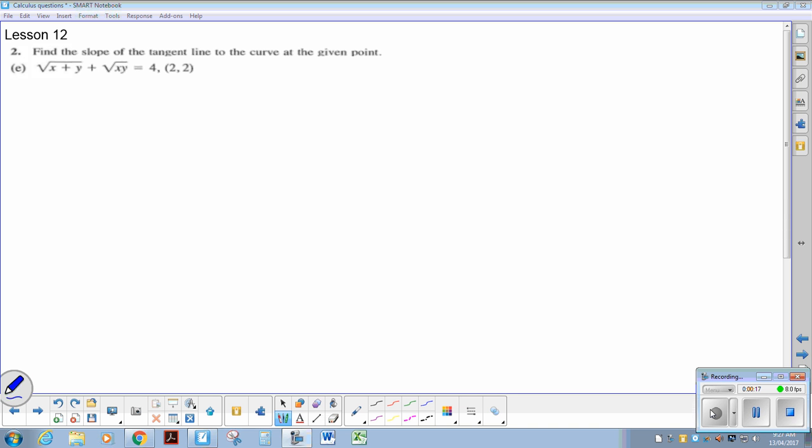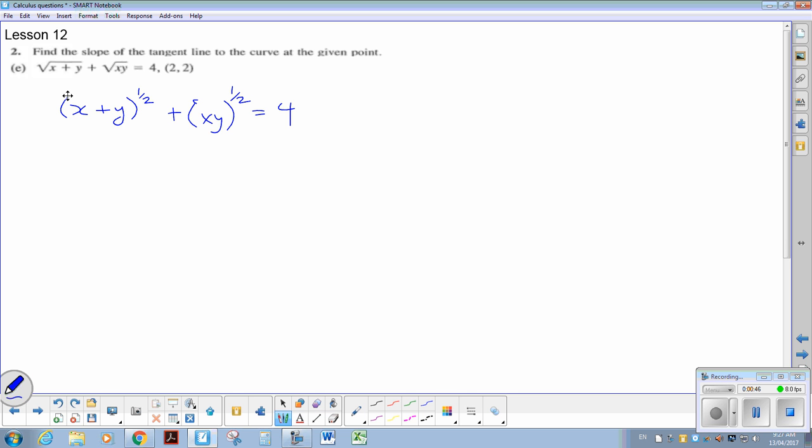First thing I'm going to do to find the slope of the tangent line, I need to get rid of my radicals because I don't like taking derivatives with the radical sign. So (x plus y) to the 1/2, plus square root of xy equals 4. Not getting rid of the radical sign. Good job. Come on, brain. There we go. (xy) to the 1/2. All right. Now I can take the derivative.